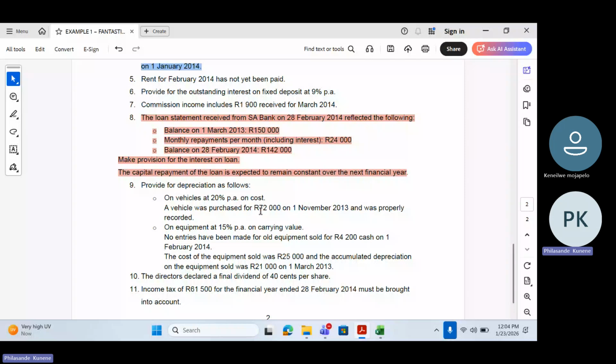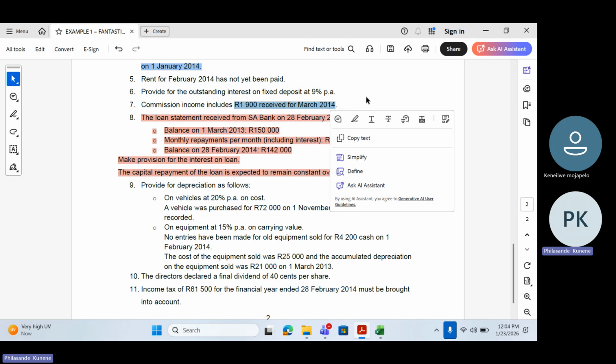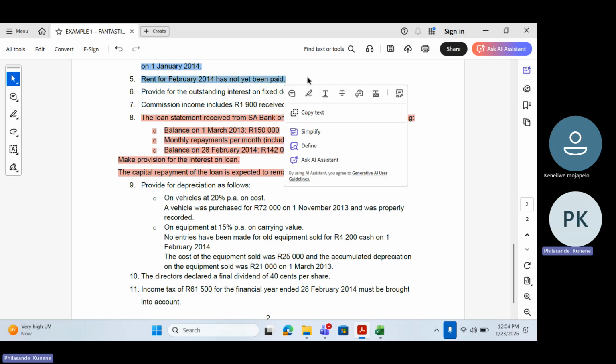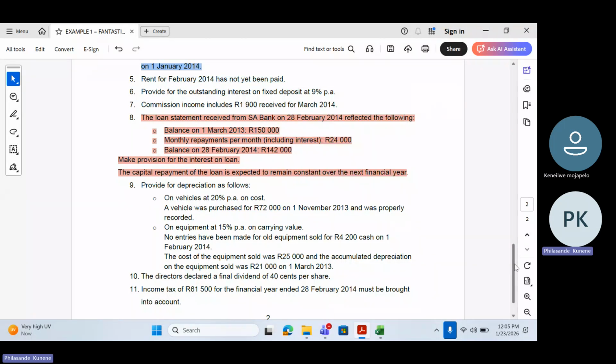Which is now, we're here in number 9. The other transactions are not really a problem because they're telling you that commission includes 1,900 received for March, so you just know that I need to remove this 1,900 only, nothing much. Even this one, rents for February 2014 has not yet been paid, which means you need to add it. Am I right? Yeah. So those are things that we should not be worried about.